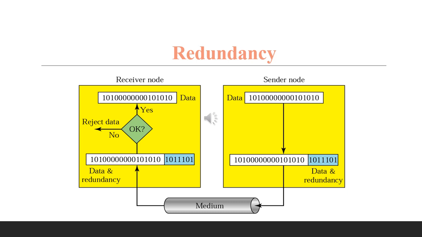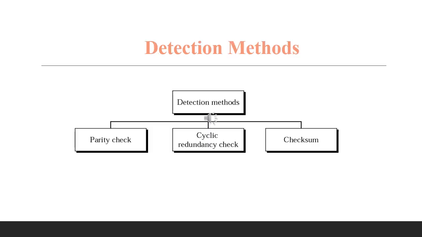Here we have some data at the sender node, and then at the bottom at the sender node we have added some redundant bits to this data, so that with the help of these redundant bits we can detect at the receiver's end whether the data that has been received is error free or not. The three error detection methods are parity check, cyclic redundancy check, and checksum.